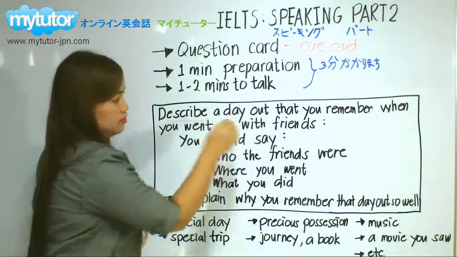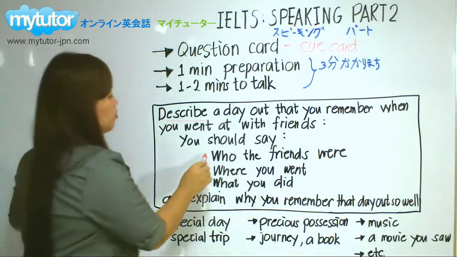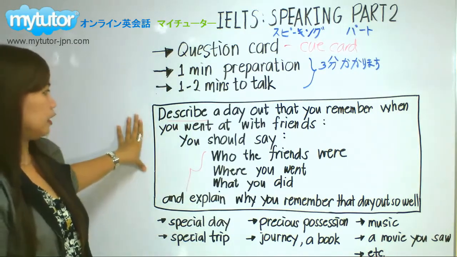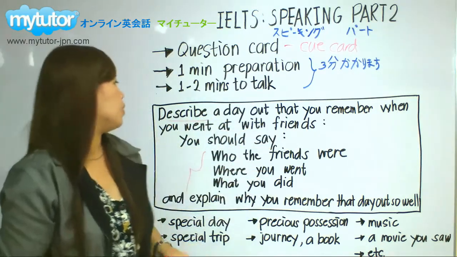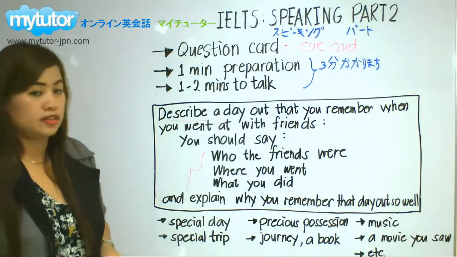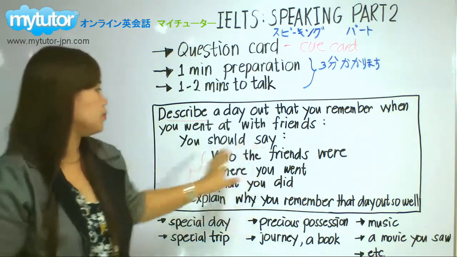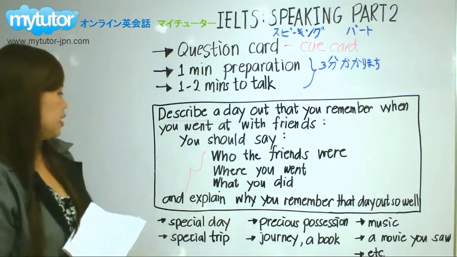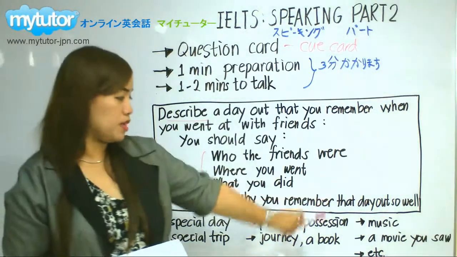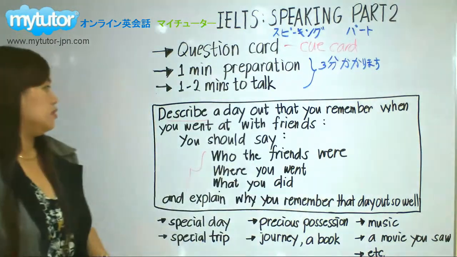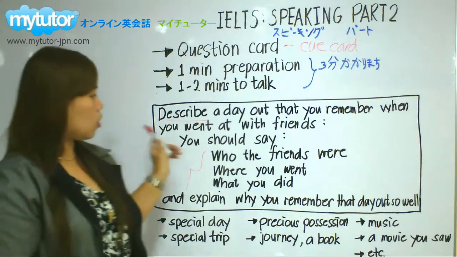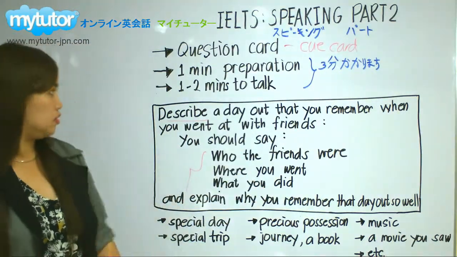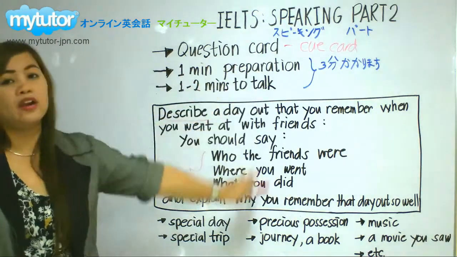Describe, and so on, and usually 3 to 4 questions following. So a sample here: describe a day out that you remember when you went out with friends. You should say who the friends were, where you went, what you did, and explain why you remember that day out so well. So you have to make sure that you cover all the questions that are being asked here in the cue card.